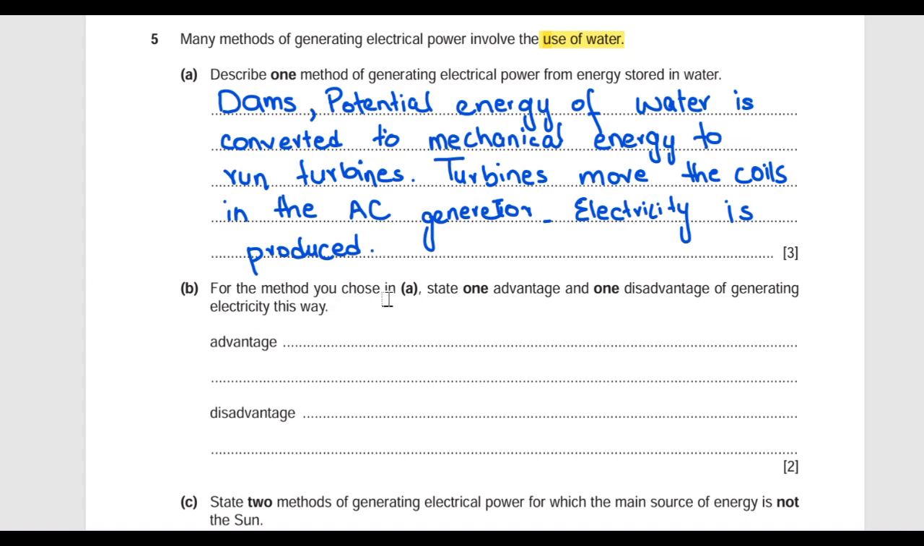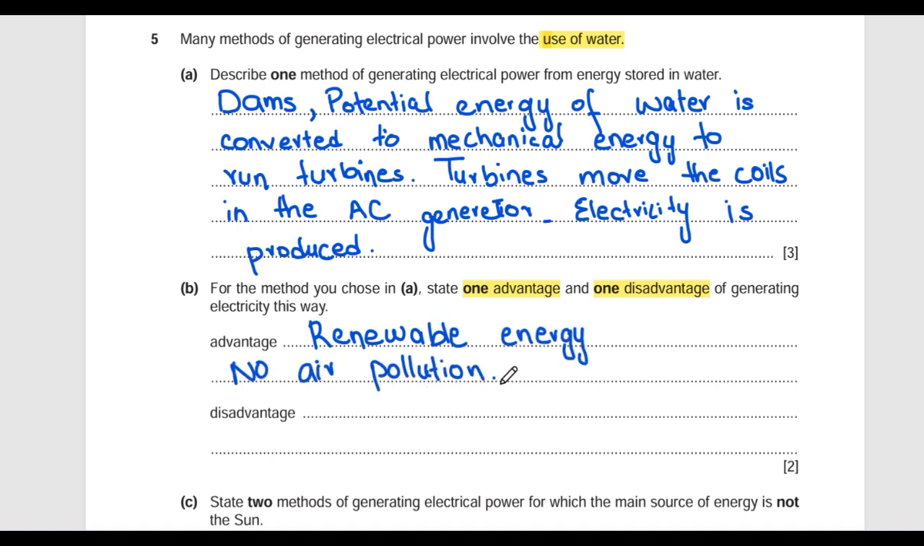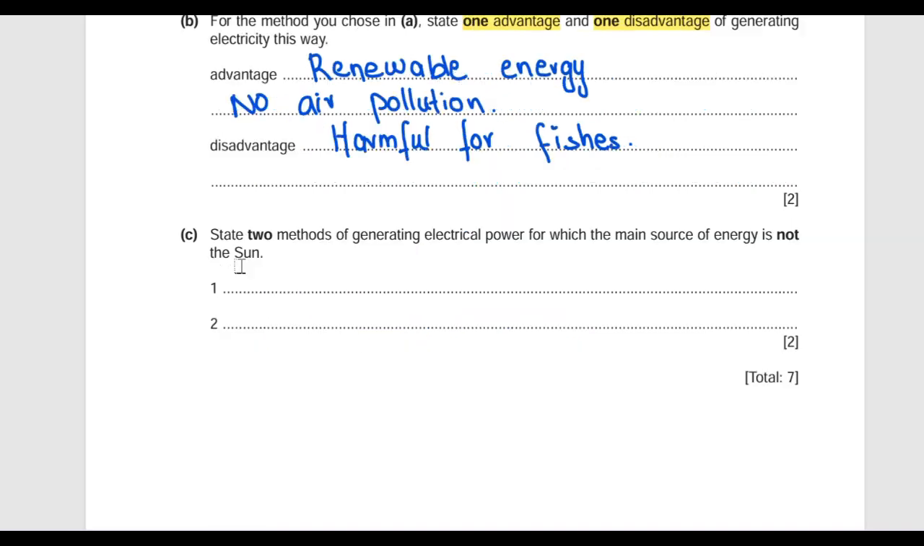B part says for the method you have chosen, state one advantage and one disadvantage of generating electricity this way. So the advantage is very clear: this is a renewable source of energy and there is also no air pollution from this method. But the disadvantage is that it can be harmful for the fish.